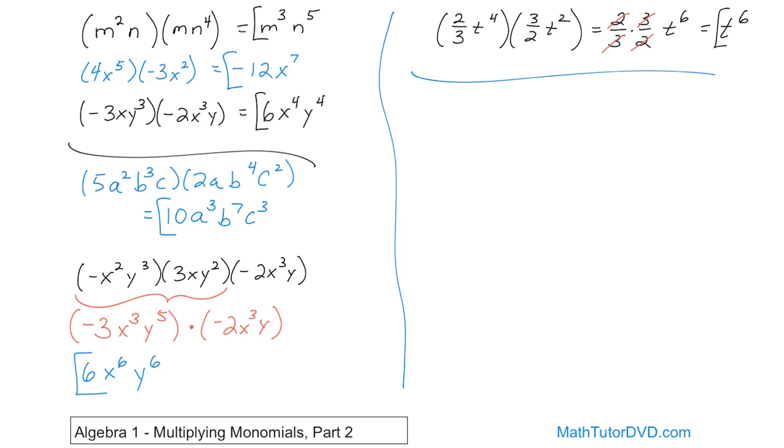Now we're going to have one final problem in this section. What if we have 3p to the 3rd power times q times negative 5/6 times q to the 3rd times negative p to the 4th power?